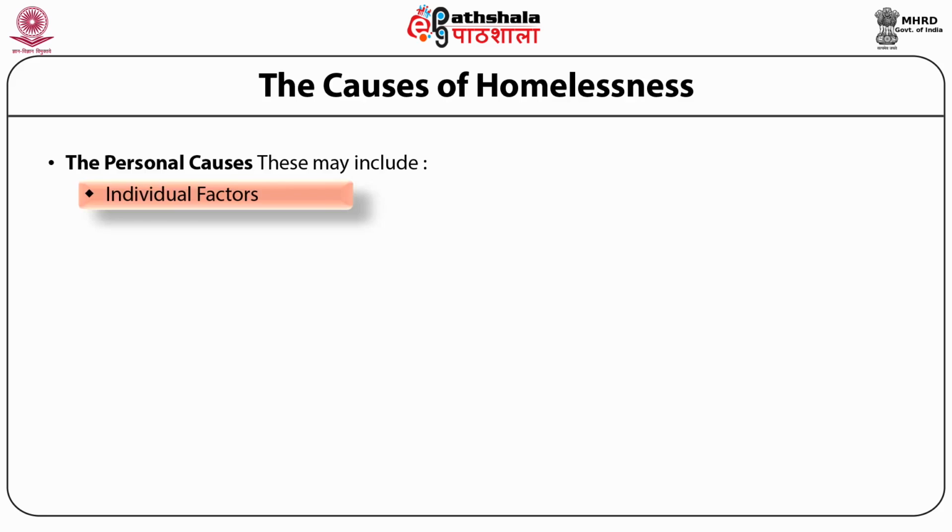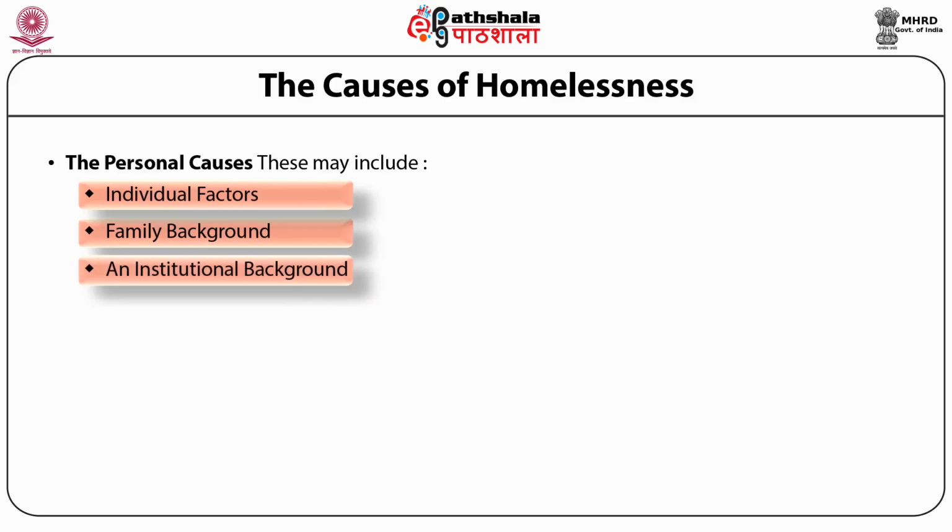The second personal cause can be family background, including family breakdown and disputes, sexual and physical abuse in childhood or adolescence, having parents with drug or alcohol problems, and previous experience of family homelessness. The third personal cause is that of institutional background, including having been in care, the armed forces, or in prison.